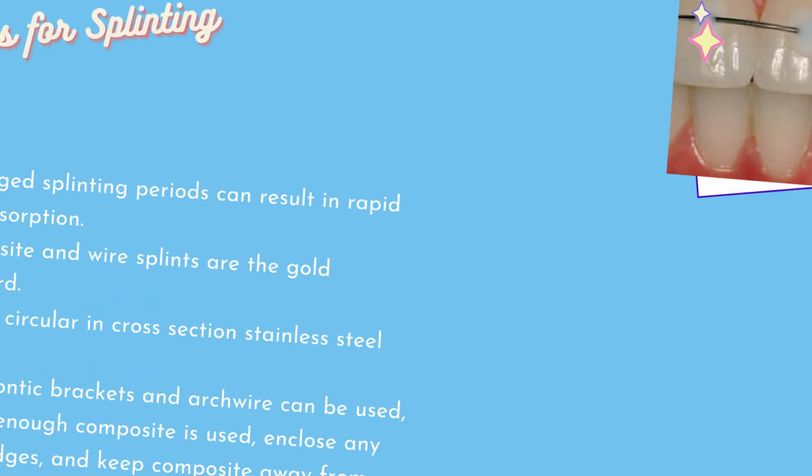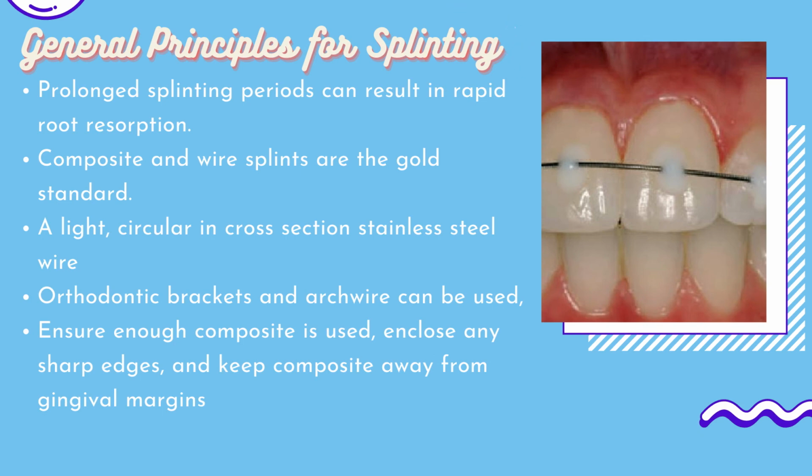General principles for splinting include prolonged splinting periods can result in rapid root resorptions. Composite and wire splints are the gold standard. A light circular and cross-section stainless steel wire, which can be bent into the required shape, is preferable.